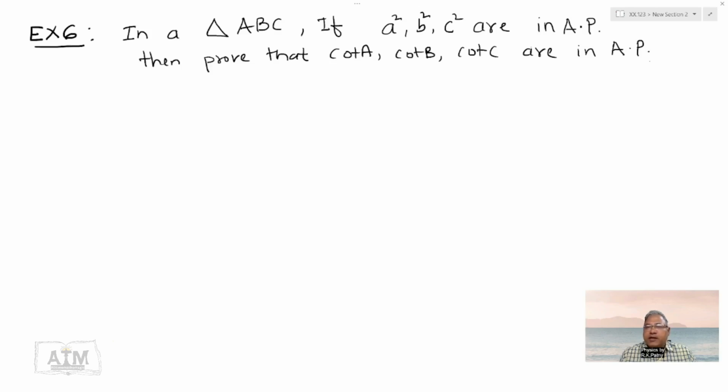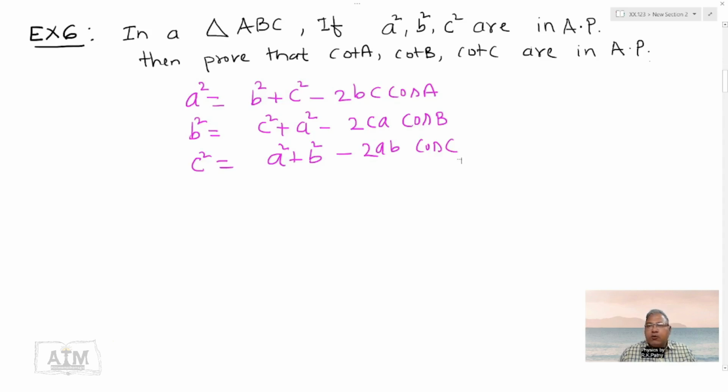Example 6. In a triangle ABC, if a square, b square, c square are in AP, then prove that cot A, cot B and cot C are in AP. This problem can be solved by using these three relationships, 1, 2 and 3.